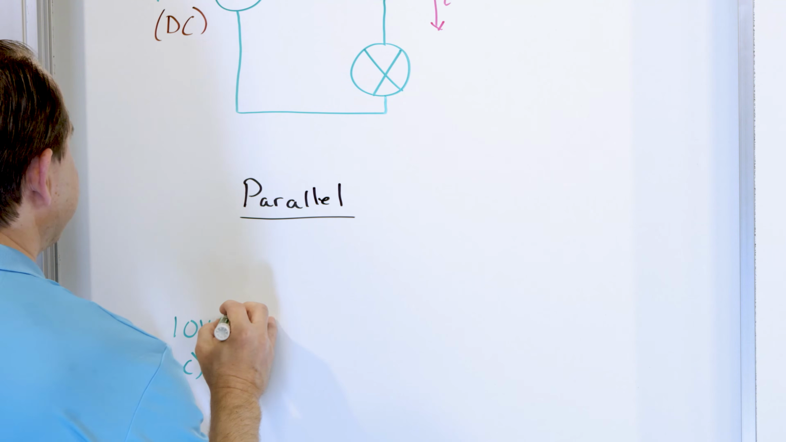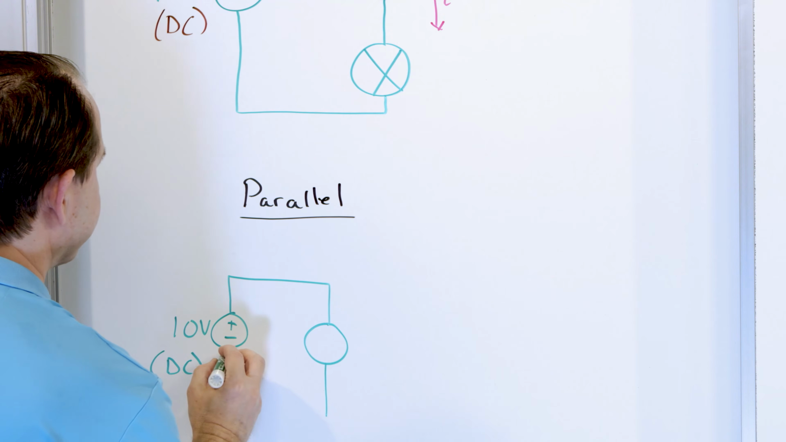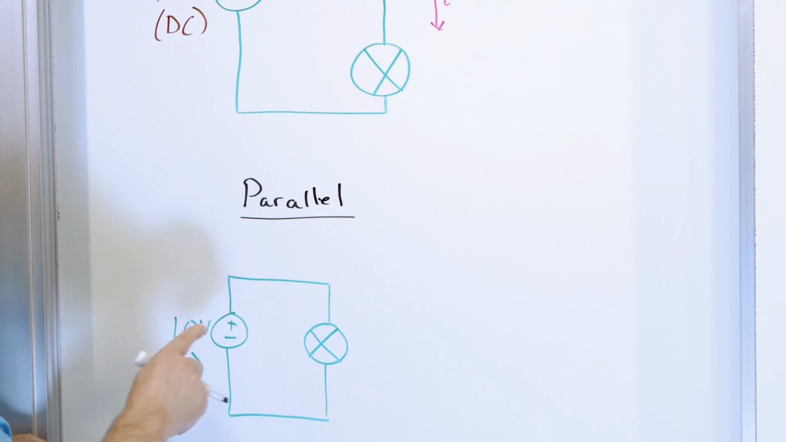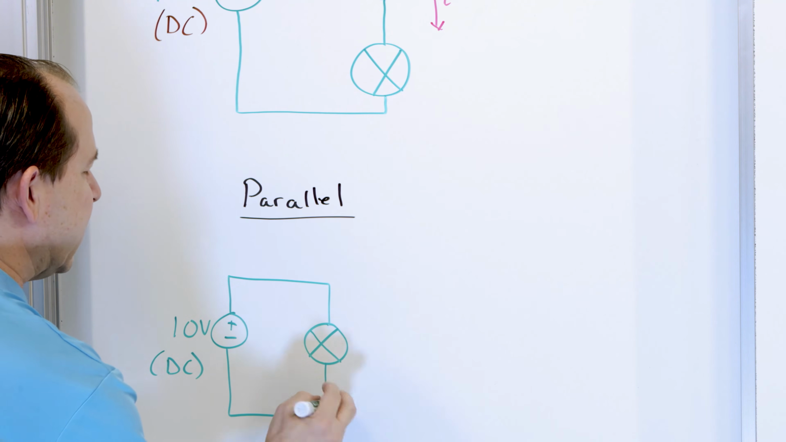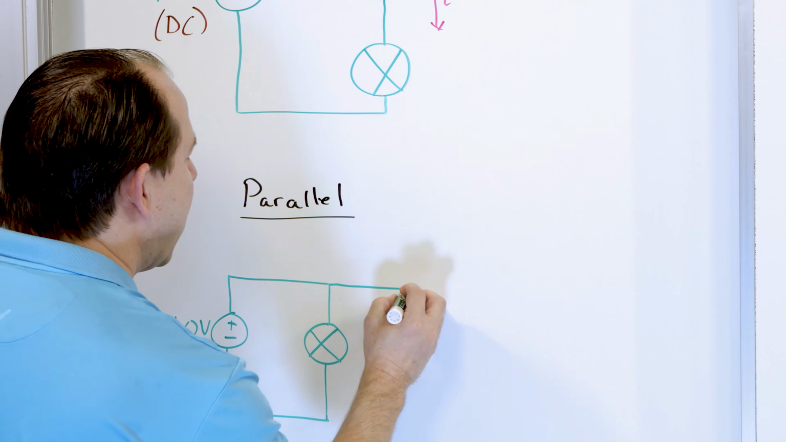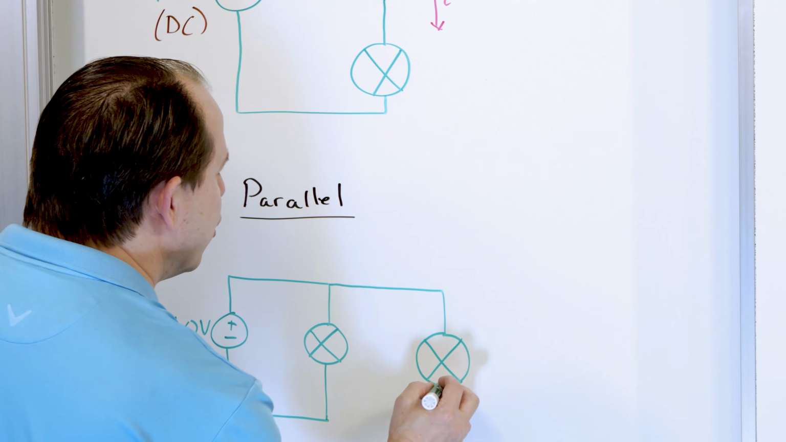And then what I'm going to do is have the same bulbs right here. Here's one of them. And I'm going to have an X right there. So that's one bulb. But instead of putting the other bulb directly in a line with it, that would be series, what I'll do is I'll branch off from here and connect a wire over here and have it go through its own bulb in its own branch.